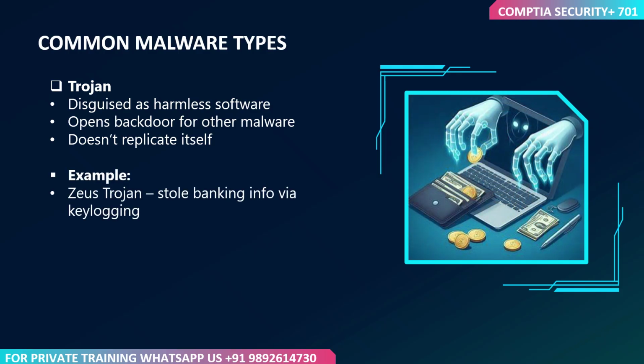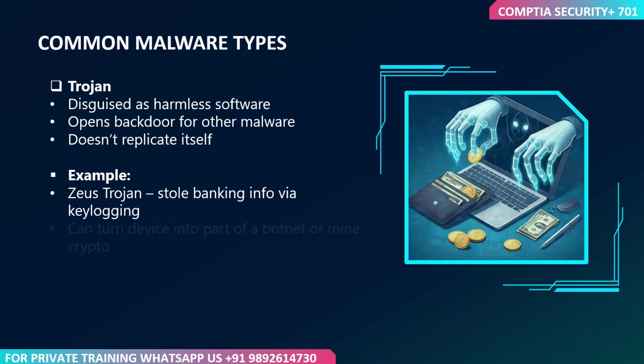A real-world example of this was the Zeus Trojan. It was used mainly to steal banking information. Victims would unknowingly install Zeus on their computers, and once it was in, it captured keystrokes. So when someone logged into their bank account, Zeus would record everything, the username, the password, even the answers to security questions. It was incredibly effective and led to millions of dollars being stolen from individuals and small businesses.